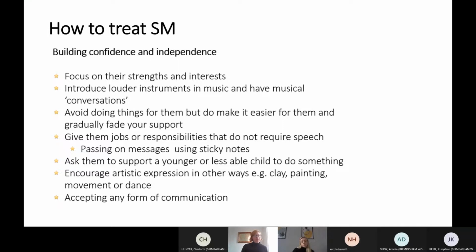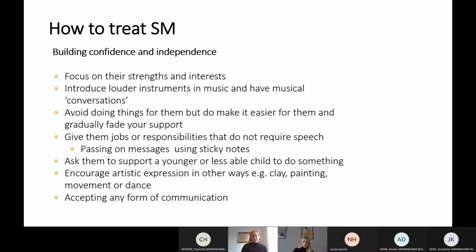Thinking about other noise and sound making activities. So maybe having musical instruments, and you could have musical conversations that go back and forth. People around the child should avoid doing everything for them, but find that midpoint, making things easier for them and trying to gradually fade away the support.